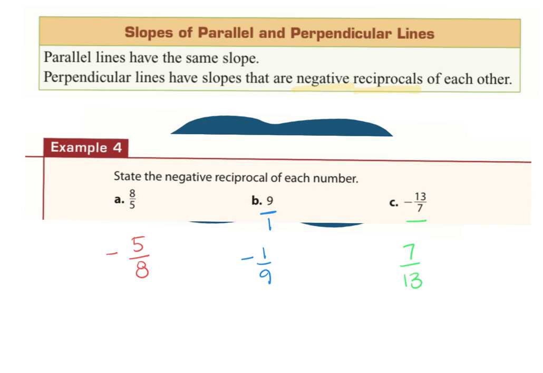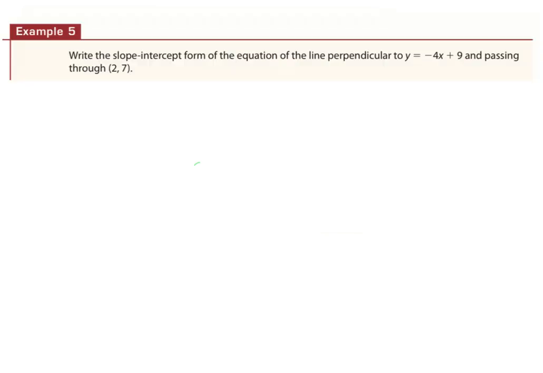All right. So if I said this line is parallel to this line, you're going to use the slope exactly the way it is. If I say the line is perpendicular, you're going to take that slope, flip it upside down, and change the sign. And then you're going to go back and use point slope. And that's what we're going to do here. It says write the slope intercept equation of the line perpendicular to this line and going through this point 2,7.